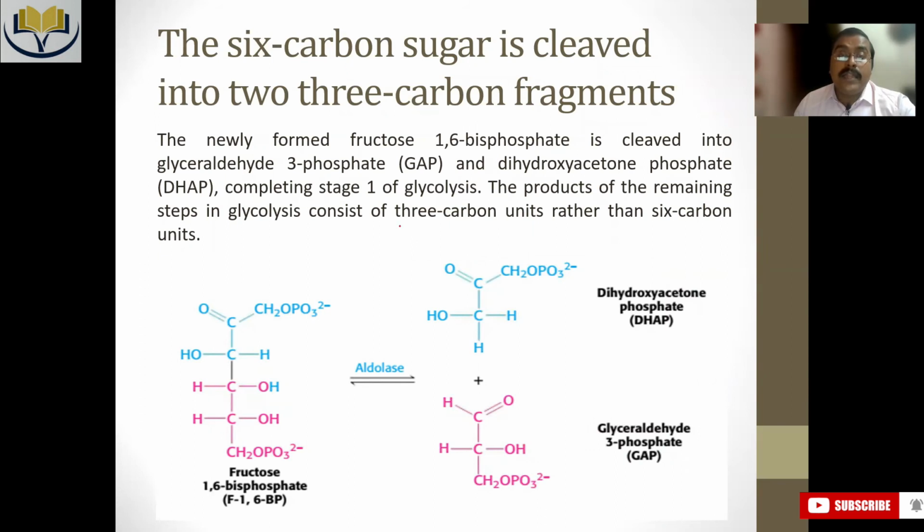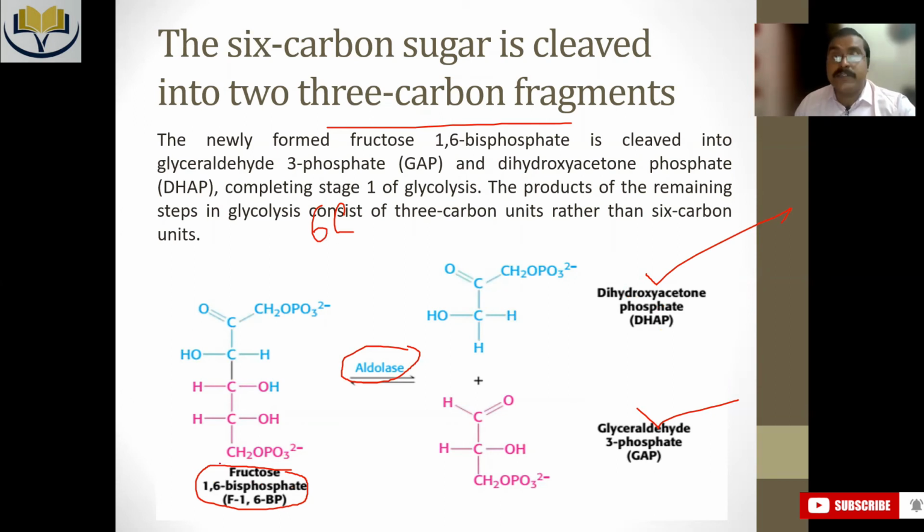The next step is the cleavage of the 6-carbon sugar into two 3-carbon fragments. Glucose is a 6-carbon compound. When it gets cleaved via the enzyme aldolase, it will produce dihydroxyacetone phosphate and glyceraldehyde 3-phosphate. So which is being cleaved? The cleaved molecule is fructose 1,6-bisphosphate. Here in two different colors, the position of the molecules and the production of molecules are mentioned.